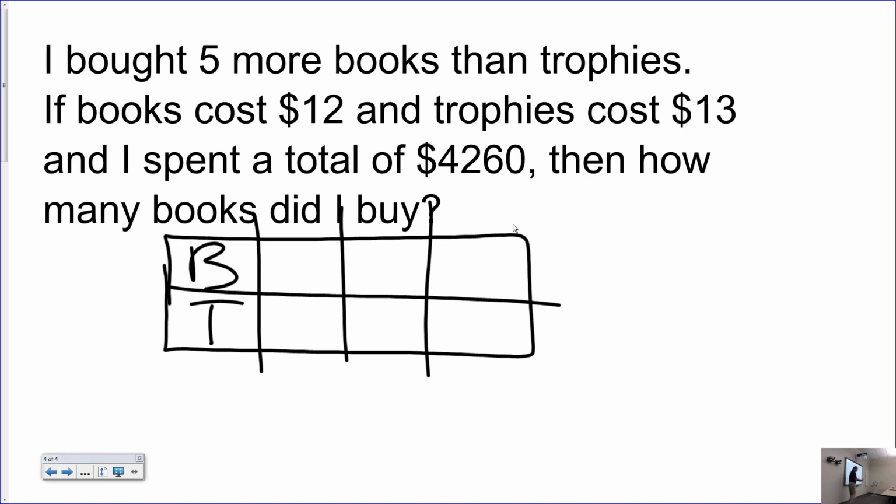Quantity and price. Because remember, the idea here is that price and quantity give you the total amount of money that you have to spend, or the total amount of money that you actually spend, right? Price of a book, $12. Price of a trophy, $13.